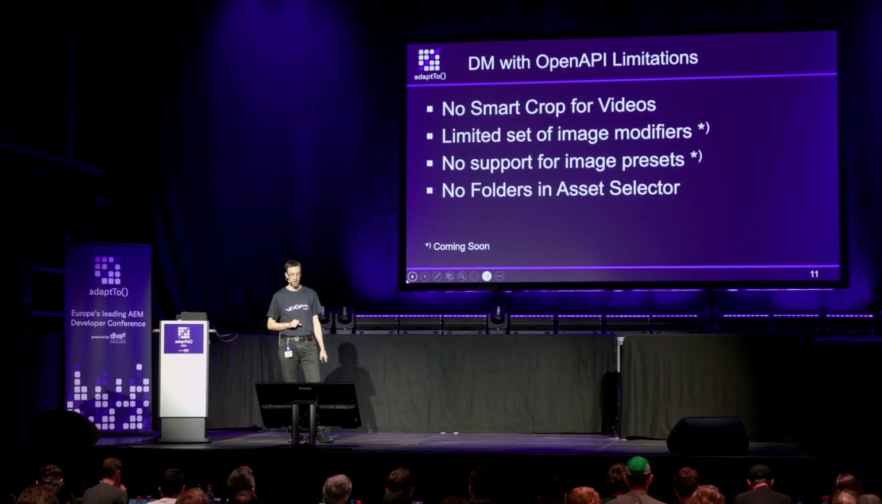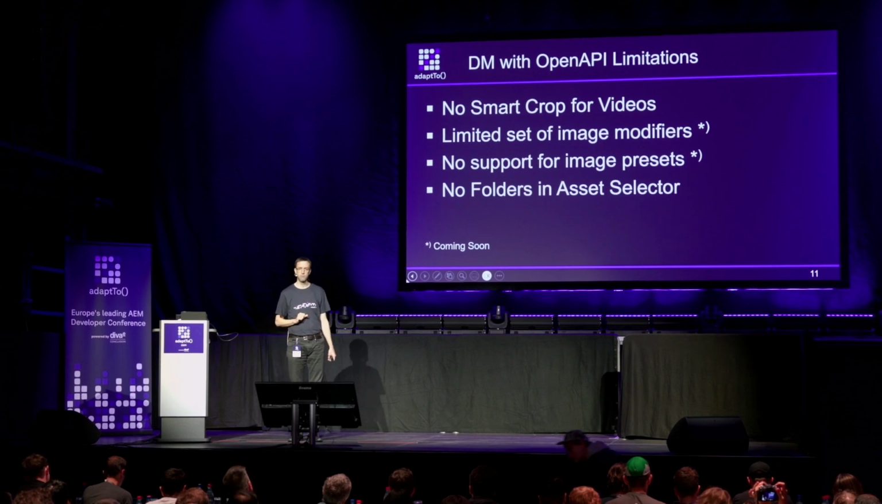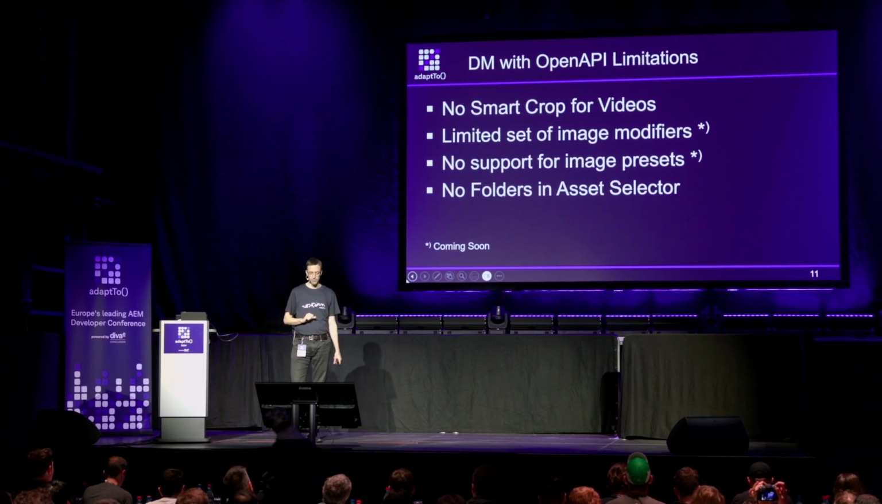So smart crop for images working great. Smart cropping for videos, which is supported by the classic Dynamic Media, is currently not supported for the Media with OpenAPI. And currently, this OpenAPI version only supports a limited set of image modifiers, basically the 6-7 I have showed on the previous screen. And amongst others, image presets are currently not supported.